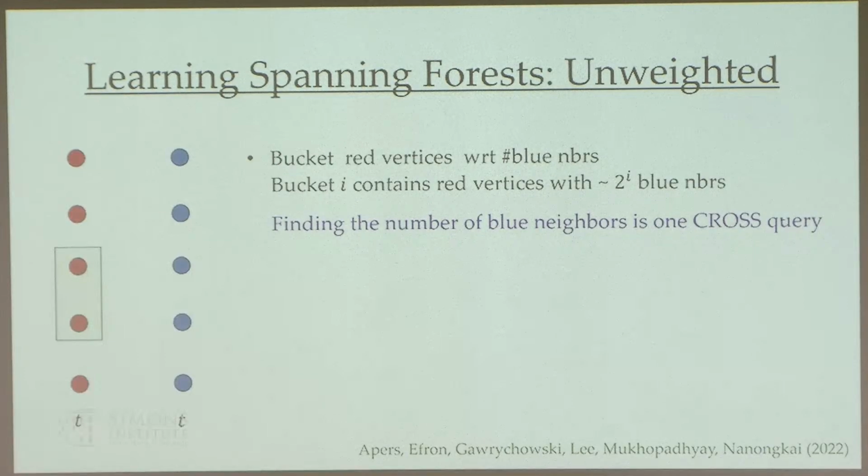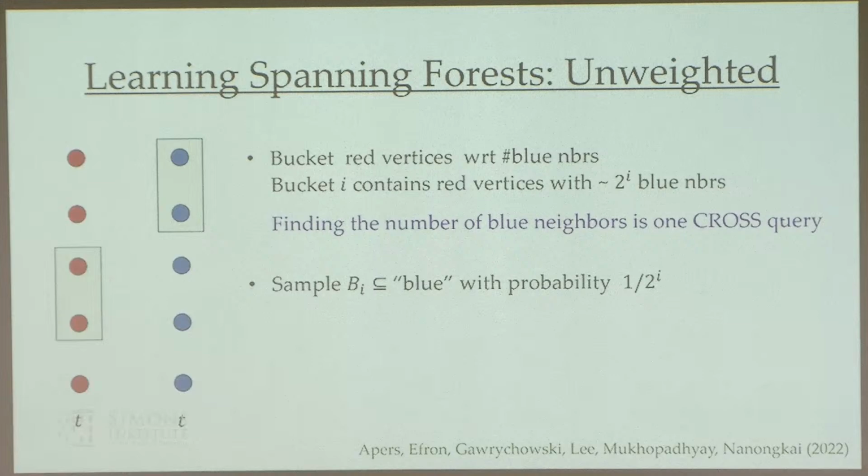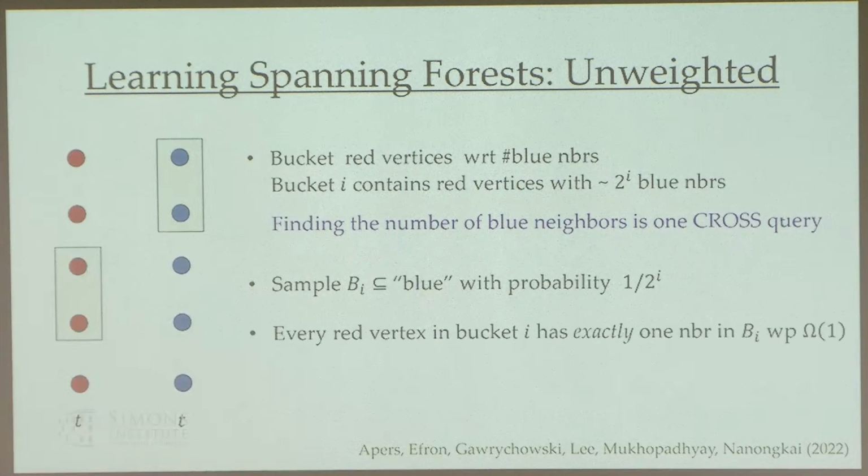And then what I do is this trick of subsampling. So for bucket i, I sample blue vertices with probability 1 by 2 to the i. Bucket i: red neighbors at 2 to the i vertices, blue neighbors, and I'm sampling at rate 1 by 2 to the i. So what is true with constant probability is that this bucket i red vertices have exactly one neighbor in B_i, because I have 2 to the i blue neighbors and I'm sampling at rate 1 by 2 to the i.